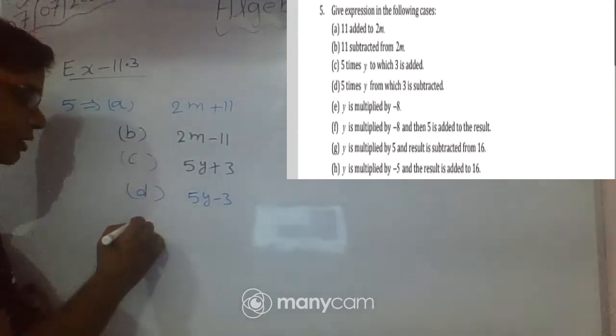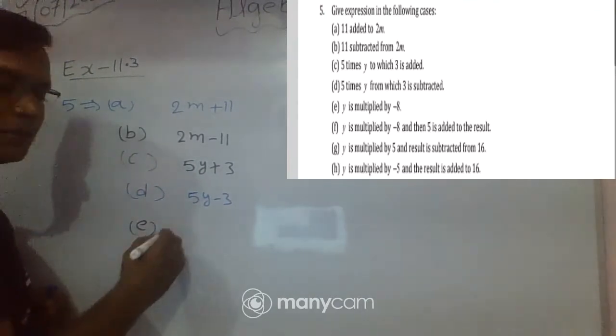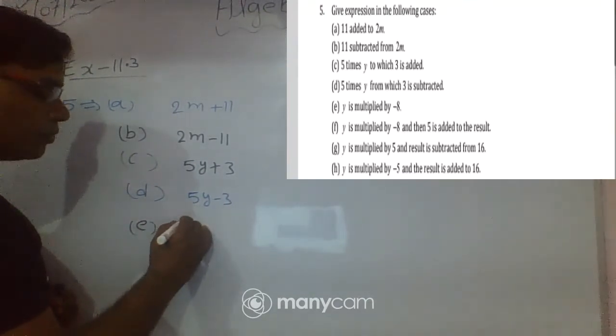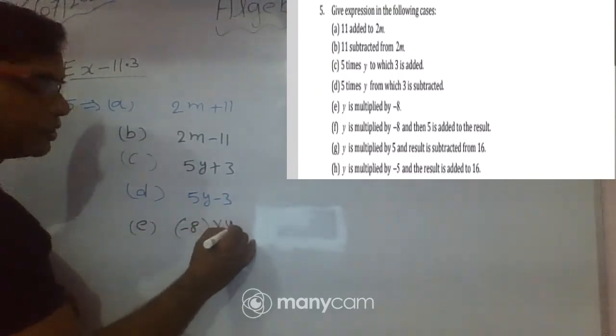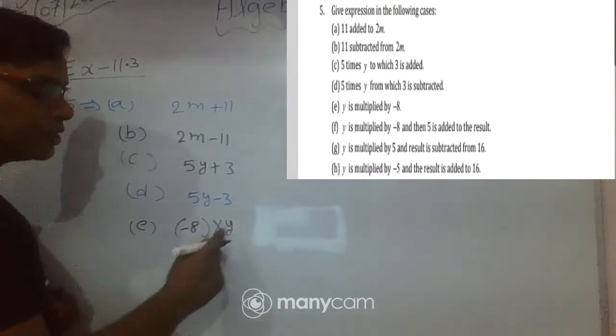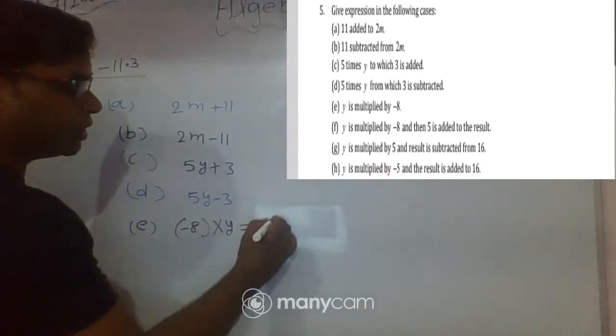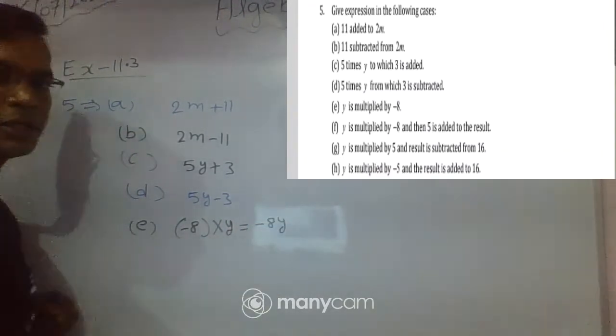And E part is y multiplied by minus 8. So minus 8 into y. Y is multiplied by minus 8. This is equal to minus 8y. Clear?